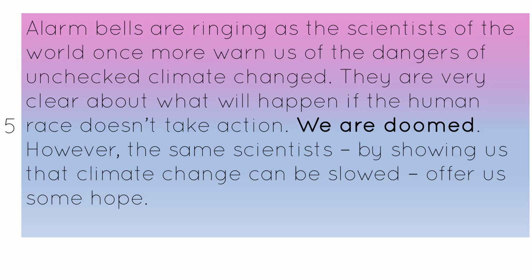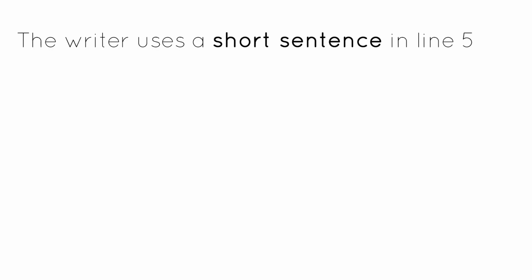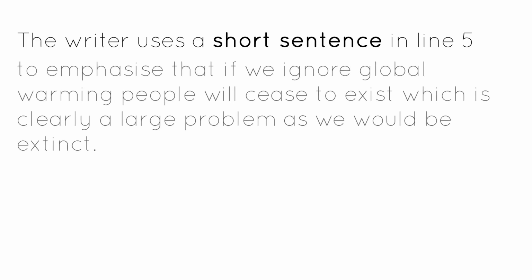So I would write my answer like this. The writer uses a short sentence in line 5. Now I could quote the sentence instead of writing in line 5, and that gets me 1 of the 2 marks straight away. Now, for the second part, I need to explain how that links to the question. So the short sentence is used in line 5 to emphasize that if we ignore global warming, people will cease to exist. That's the idea of being doomed, which is clearly a large problem.